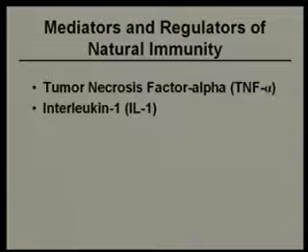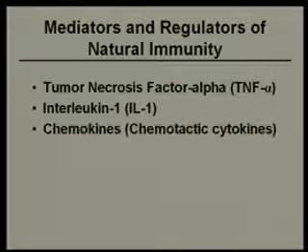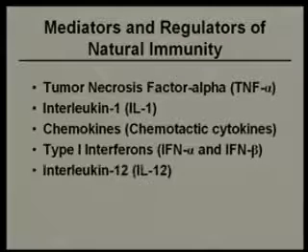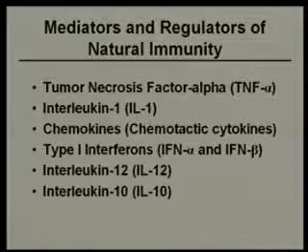There are tumor necrosis factor. I'm just going to list here basically the ones we're going to talk about, and then in subsequent slides we'll actually talk a little bit about the details. So again, when you look at the natural immune response, there are a number of very important cytokines. You have tumor necrosis factor, interleukin 1, chemokines. This is kind of a broad category of cytokines. These are molecules that act to influence the migration of cells. Type 1 interferon, interleukin 12, and interleukin 10.